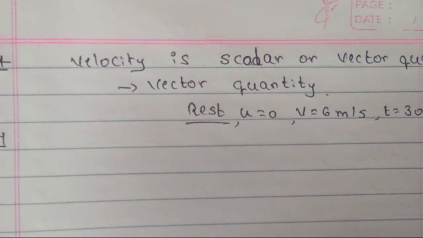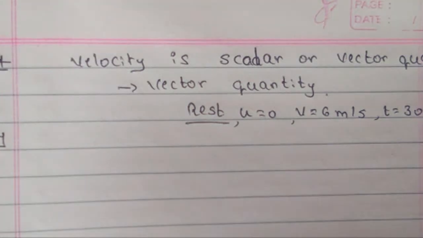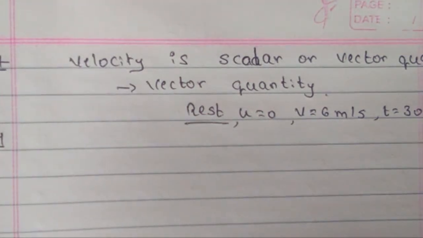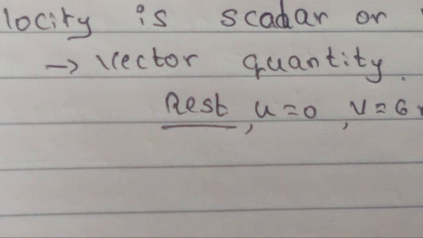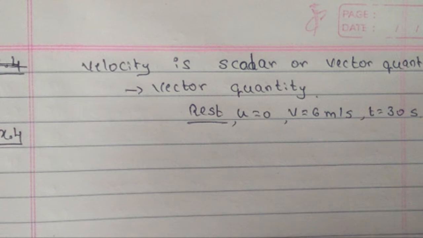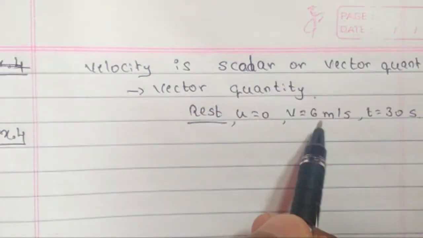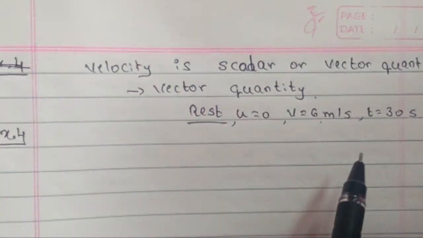Okay, then he applies brakes. So that means when he reaches a velocity of 6 meter per second, he applies brakes. Then what happens? When he applies brakes, the bicycle comes down to 4 meter per second. That means initial velocity in this case is 6 meter per second, and final velocity becomes 4 meter per second, and time taken is 5 seconds.